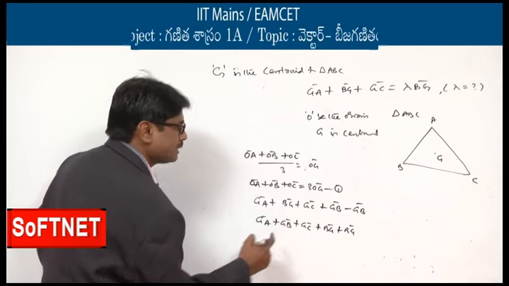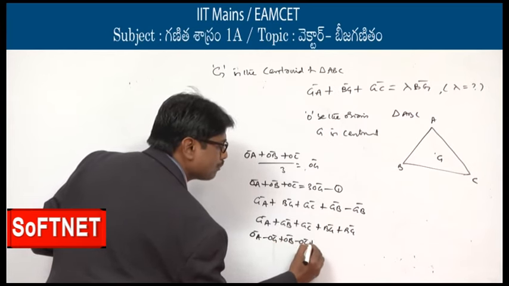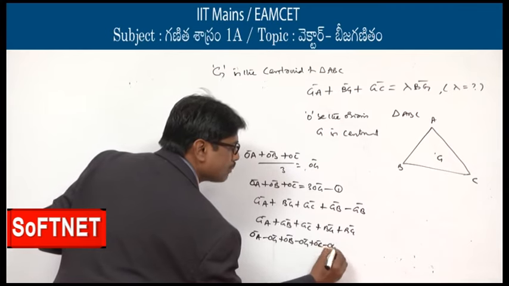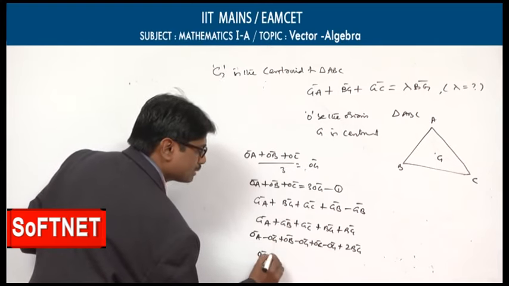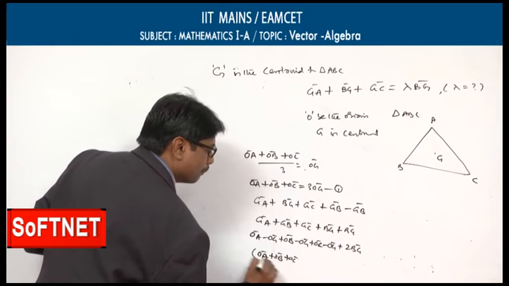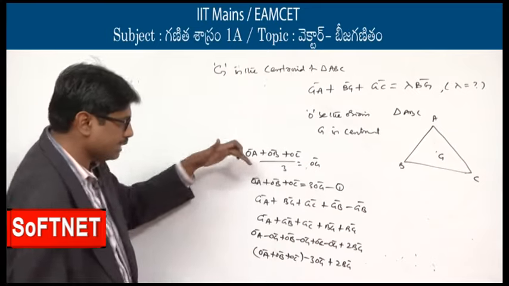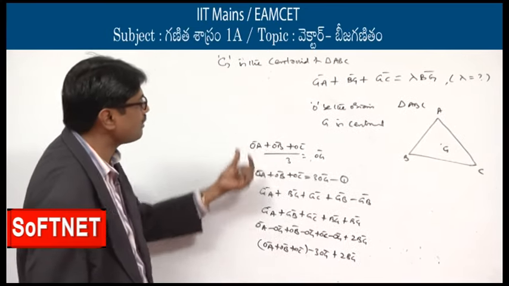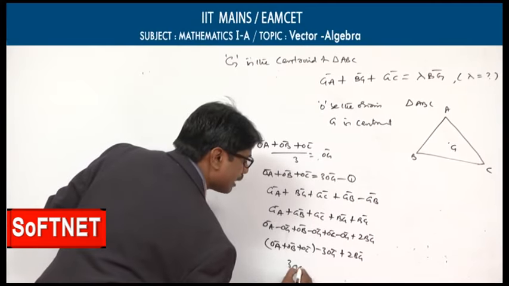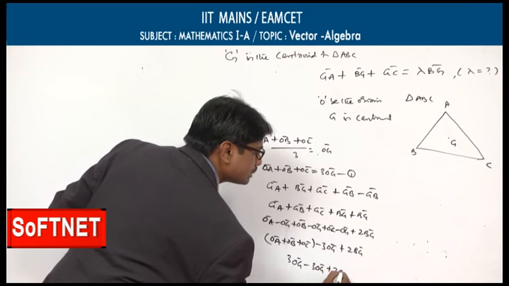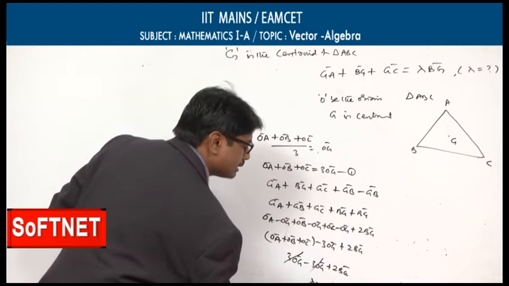As we expressed in the position vector, it will be OA bar minus OG bar plus OB bar minus OG bar plus OC bar minus OG bar plus 2 times of BG bar. Separate it. OA bar plus OB bar plus OC bar minus 3 times of OG bar plus 2 times of BG bar. In the first equation already we did by the centroid formula, OA bar plus OB bar plus OC bar is equal to 3 OG bar. So this will be 3 OG bar minus 3 OG bar plus 2 times of BG bar. So, the 3 OG bar cancel. So, lambda will be equal to 2.